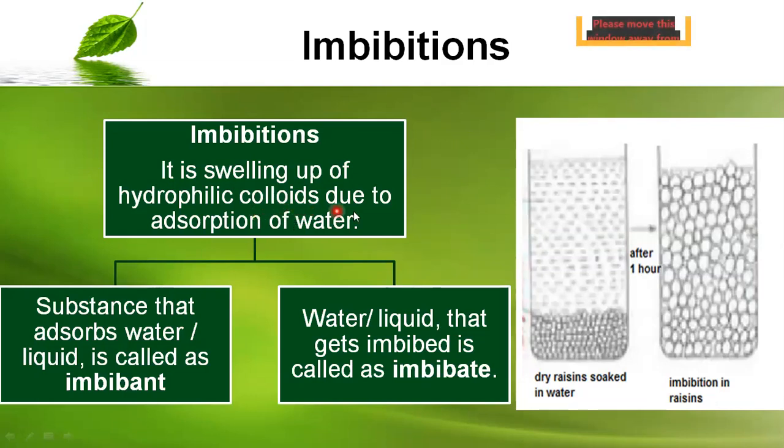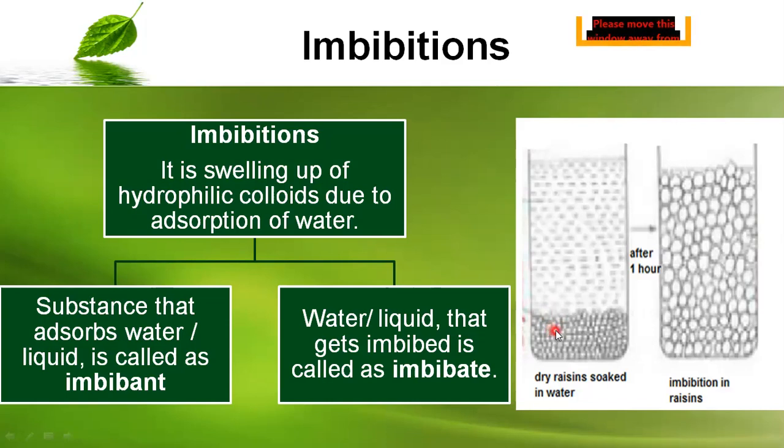Okay, now we will see from an example. Suppose these are resins, soaked in water. After 1 hour, the imbibition process will have occurred. That is, the resin will absorb the water and become turgid and swell. This is imbibition in resins. The meaning of imbibition is nothing but absorption, and the first step is the adsorption of water.